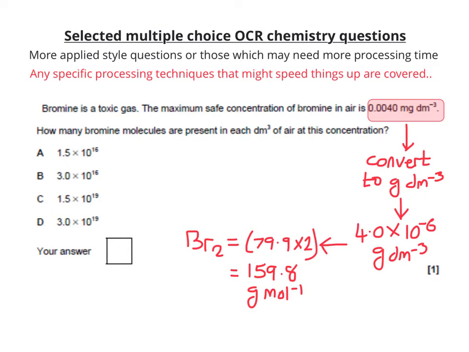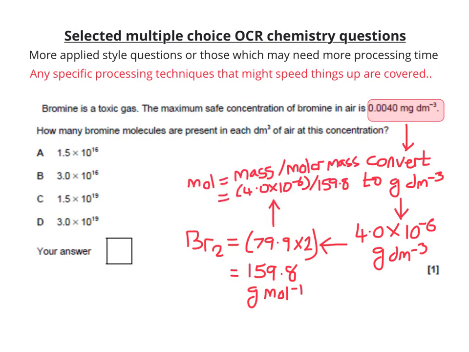Now what we've got to do is get to the point where we know how many moles of bromine we've got per decimeter cubed. To do that we've got to work out the molar mass of bromine as 159.8 grams per mole. To work out how many moles we've got per decimeter cubed, we have to divide the mass in grams per decimeter cubed by its molar mass. So that gives us 2.5 times 10 to the minus 8.